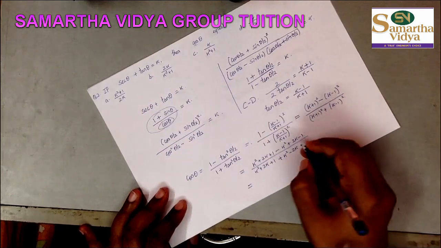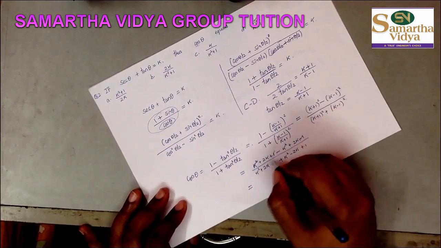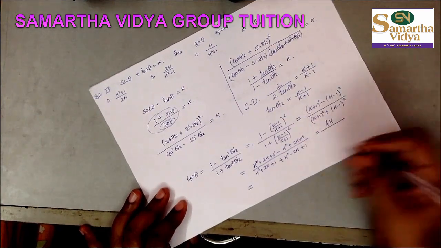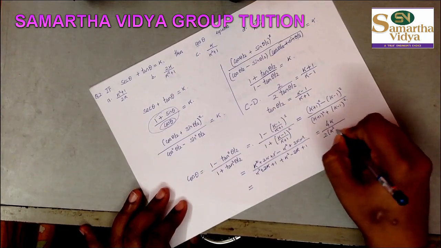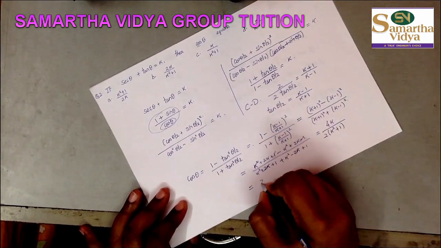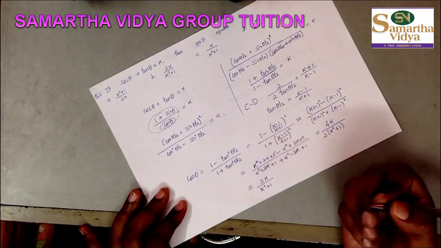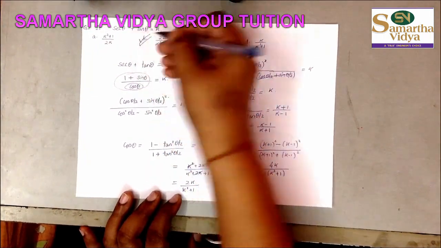So we can see that the k square gets cancelled out, 1 gets cancelled out, it becomes 4k divided by, here 2k gets cancelled out, and 2 times k square plus 1, which is 2k upon k square plus 1. So it is 2k upon k square plus 1, which is nothing but option B.